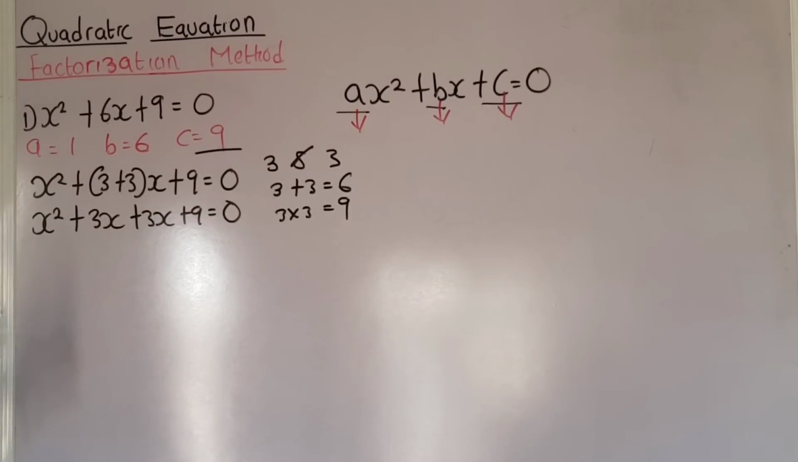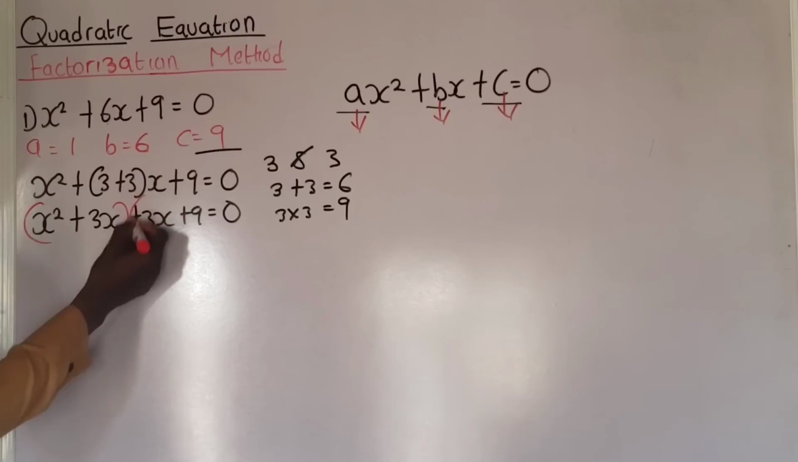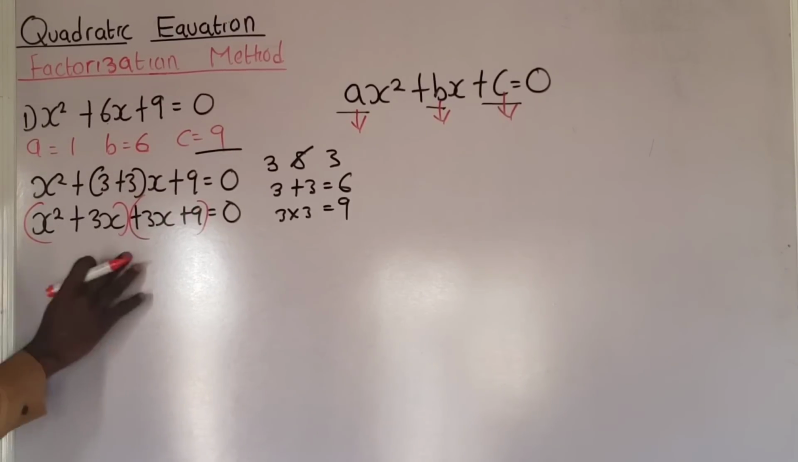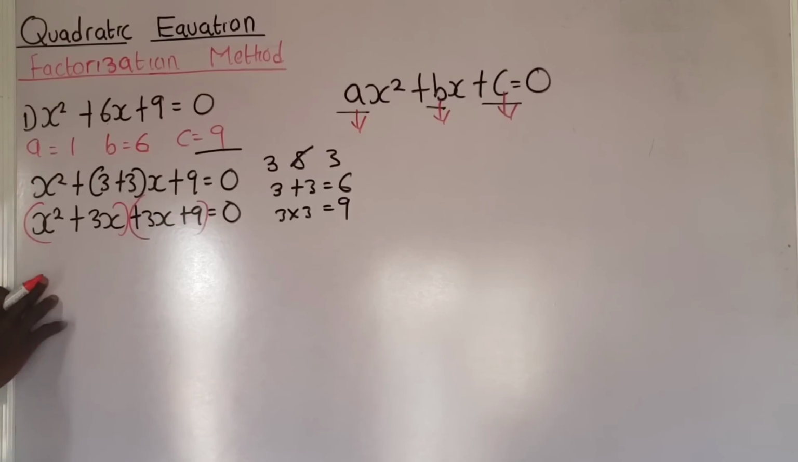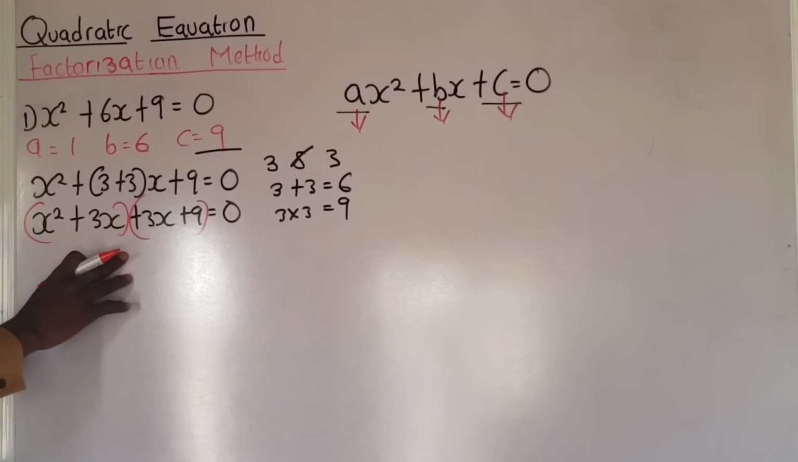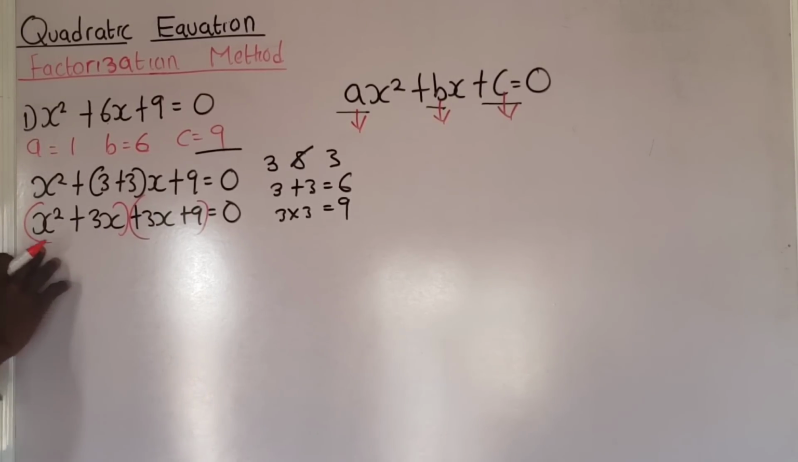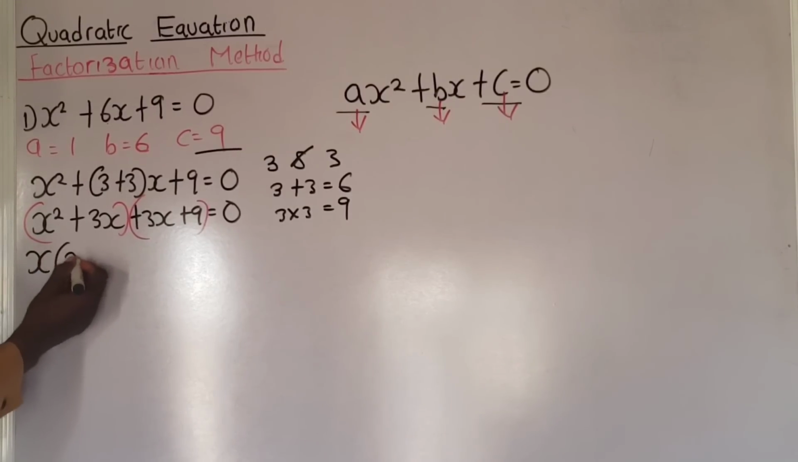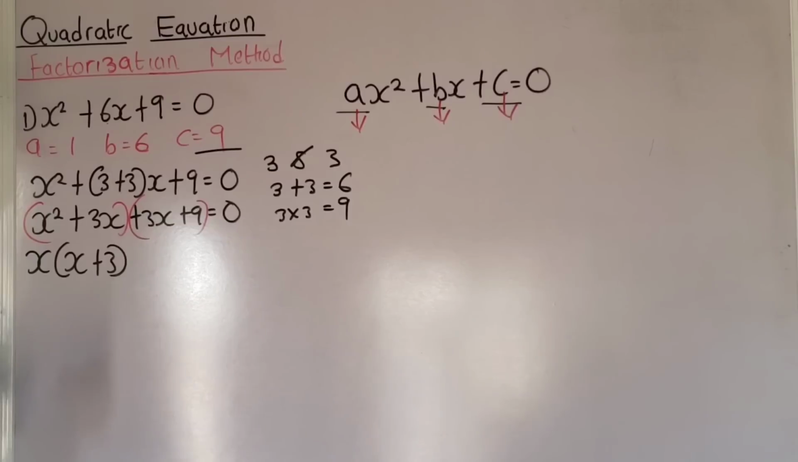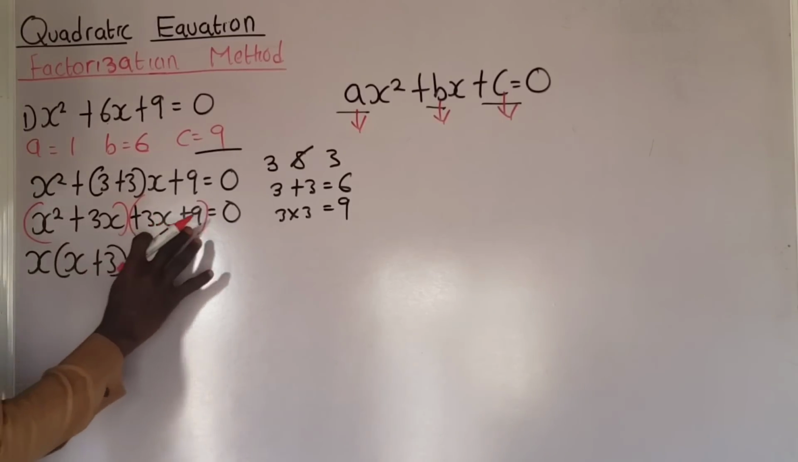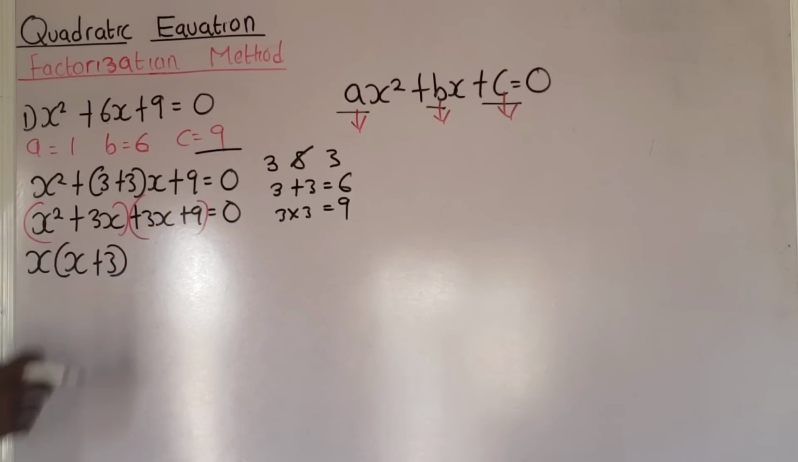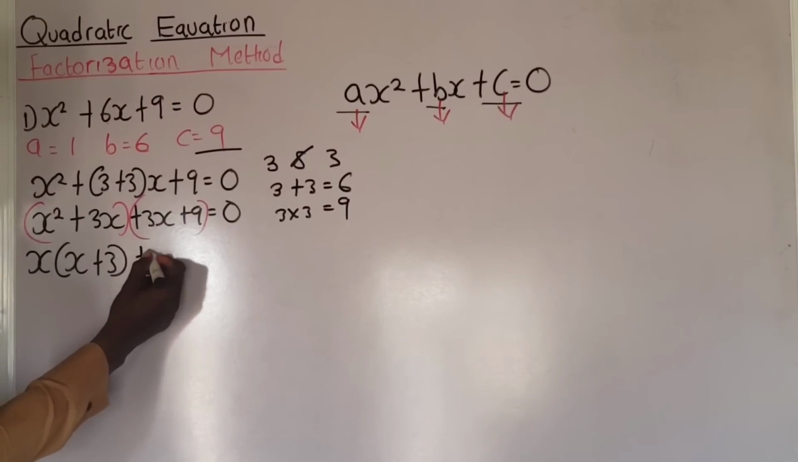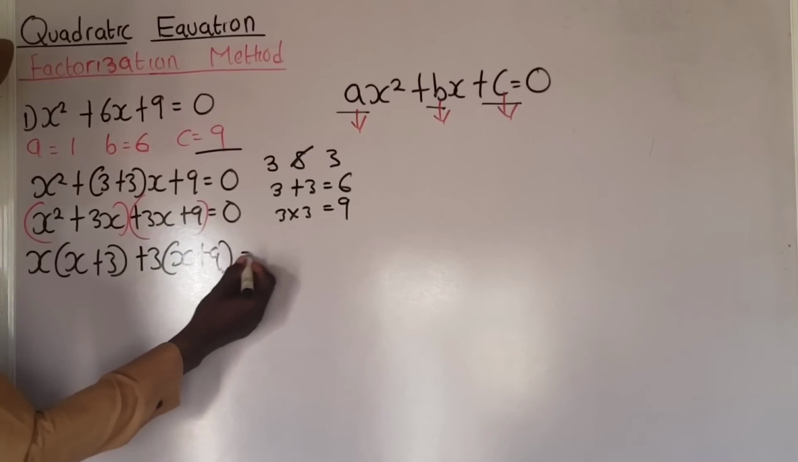You understand? Now, having gotten to this point, the next step is to factorize. I will separate this quadratic equation into two. Let's start with the first bracket. The first bracket is x squared plus 3x. What is the common factor of x squared and 3x? x. So I'm going to have x into bracket x plus 3. Now, what is the common factor of plus 3x and plus 9? Plus 3. So I'm going to have plus 3 into bracket x plus 9 equals to 0.